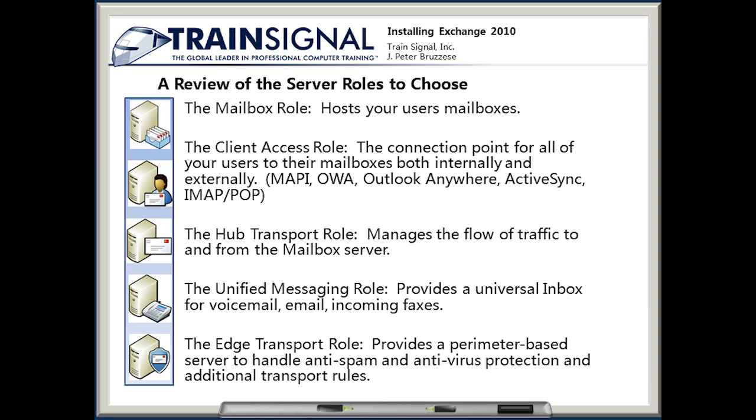The edge transport server role cannot be installed with any of the other roles, and it must be installed on a server that's not running Active Directory. With the other four server roles, you can install these on individual systems or collectively, as we mentioned. In our case, we're going to choose a custom installation because we're going to install the mailbox, client access, and hub transport server roles all together with the unified messaging server role. Okay, so let's take a look and see how this is going to work.